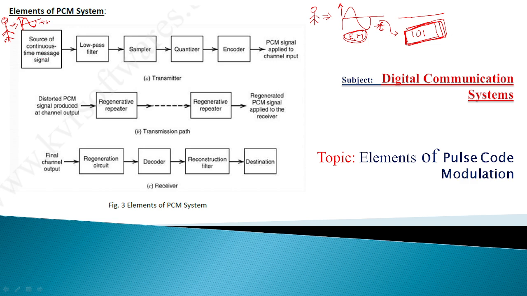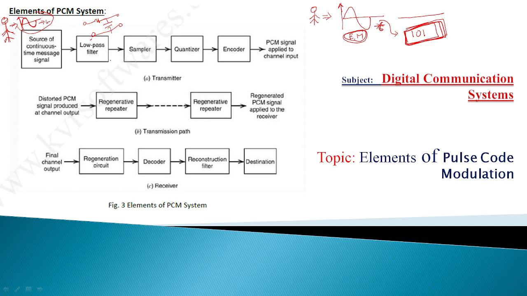So this is the source of the continuous time message signal. This is the analog signal. The physical image signal is converted into a continuous message signal. And as you know, there is a low pass filter, on the left side corner you can see. The low pass filter function is just to allow only low frequencies and stop other unwanted signals.